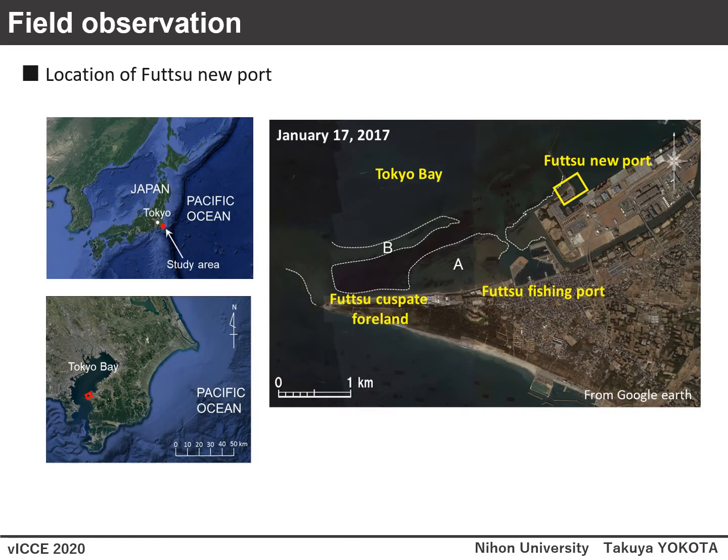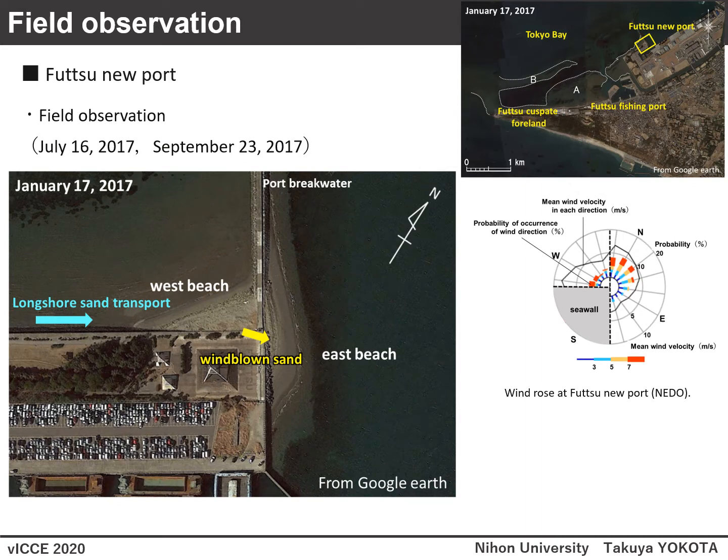Next, field observation. This shows the location of the study area. The study area is Hood's New Port, and there is a breakwater of 700 meters length that extends along the west side of the Hood's New Port. At the western corner between this breakwater and the reclaimed land, the west beach is formed owing to the sand deposition, together with the formation of another beach east of the breakwater.